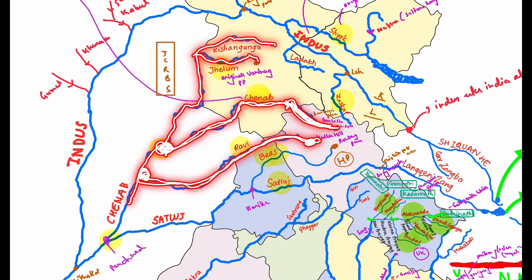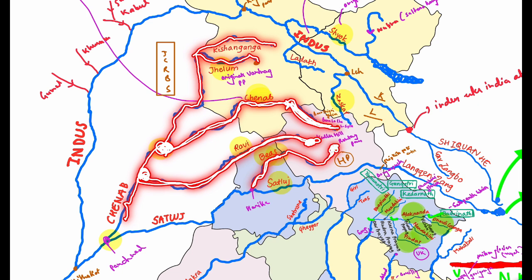Then it meets the Chenab. Let's see the next one. Next is the Byas river. Byas flows completely within India. If a question is asked which river flows completely in India only, Byas is the only river that does. It originates near Rohtang Pass.